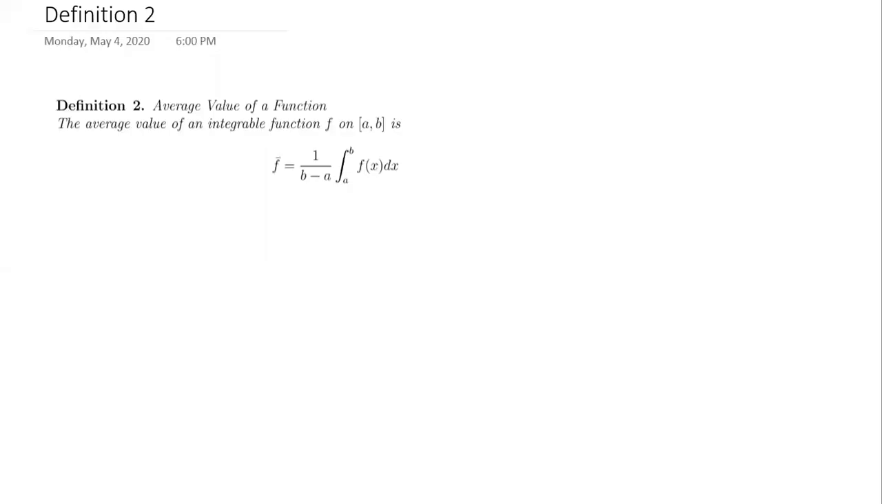Hey, hello class. In this video, we'll continue on section 5.4, and this is very straightforward: the average value of a function. If you want to find the average value of an integrable function, and integrable is the same as continuous, on the interval AB, it's just a definite integral, but you divide by the length of the interval. Here, the length of the interval A to B is B minus A, so we're dividing by that.